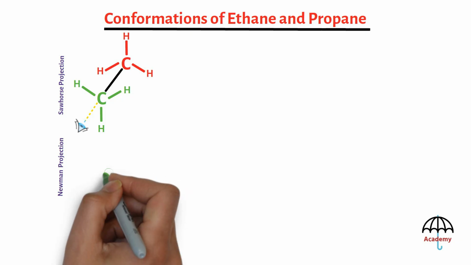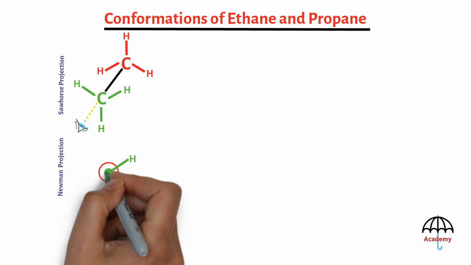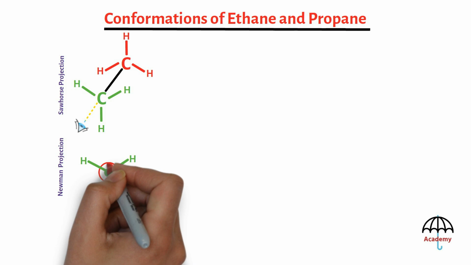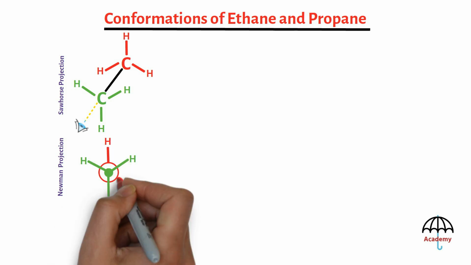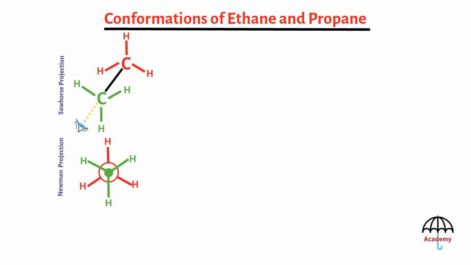The front carbon is denoted by green dot and back carbon by red circle. Front carbon has one hydrogen pointing down, one on right pointing up and one on left side also pointing up. The angle between these hydrogens is 120 degrees. On the back carbon, hydrogen is pointing up. Another one on right pointing down and one on left also pointing down.